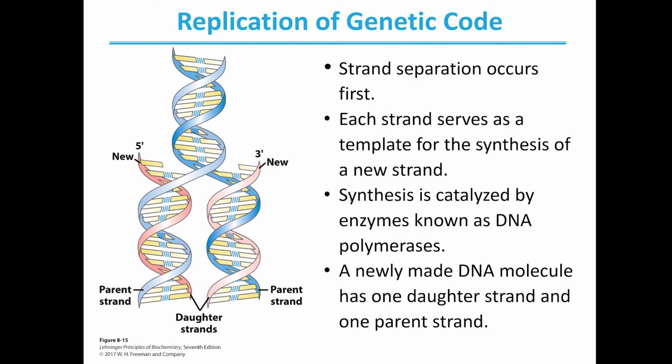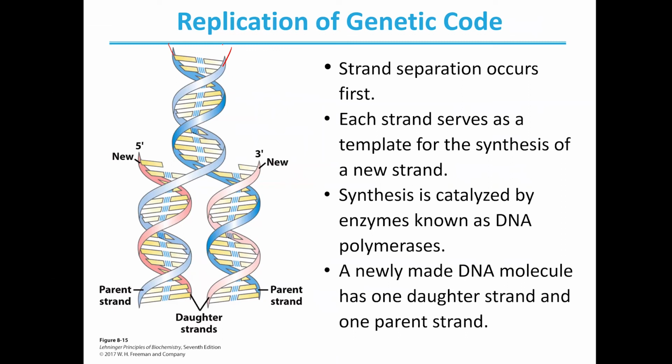DNA replication, when we are looking at two different strands that need to make a whole new set of strands, occurs first by just separating those two strands. So again, we have two nucleic acid strands that will start to separate. And each of those strands can then serve as a template for the synthesis of a new strand. This is because they are complementary. That is how they are able to serve as a template for the opposite partner.